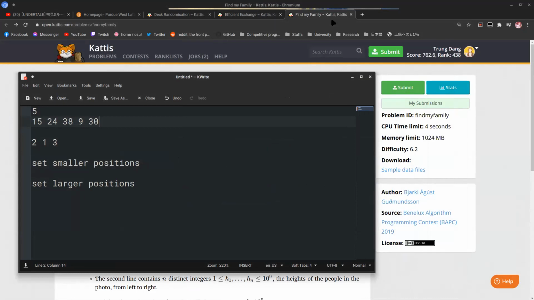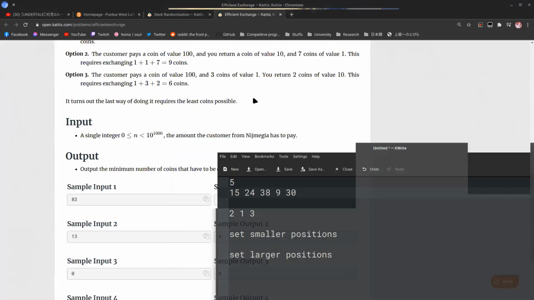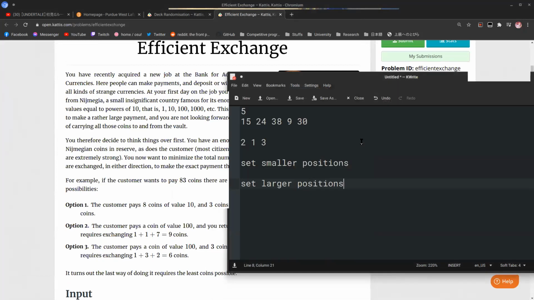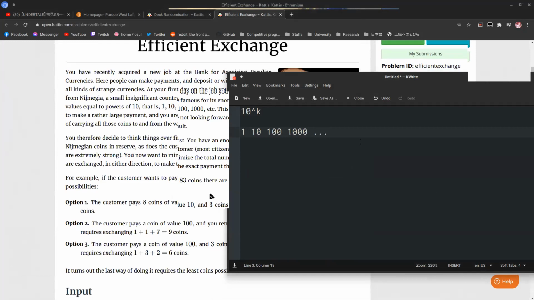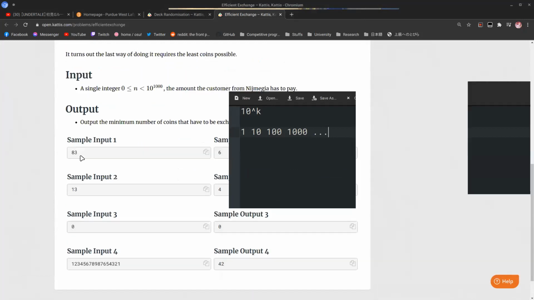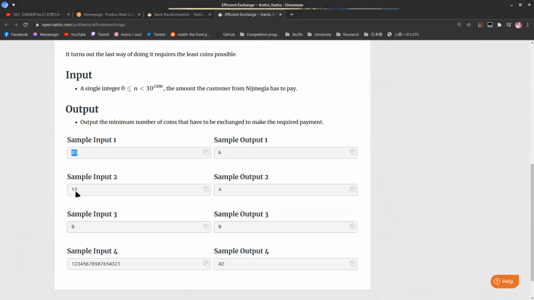That's for F. Okay, so for E, it's actually pretty cool, I guess. You will have coins with denomination 10 to the k, where k is any non-negative integer. So you have coins of denomination 1, 10, 100, 1,000, etc. You want to create a value without using too many coins, as few coins as possible.